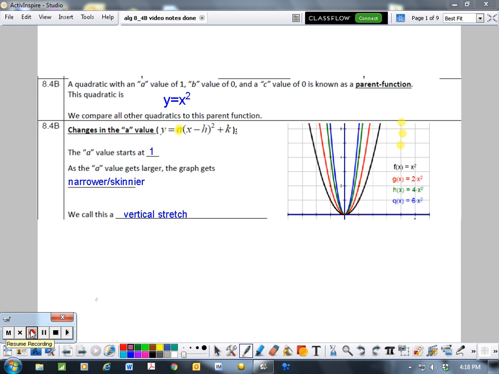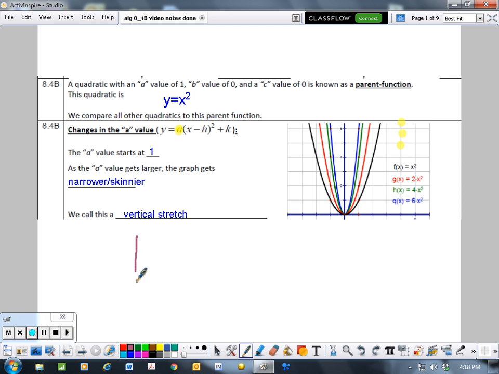Okay, so we're just going to finish up our graphing, and with our graphing, we've graphed in vertex form, and now what we're going to do is use that vertex form to describe what's happening to our original graph. So our original graph, y equals x squared, it's really simple.